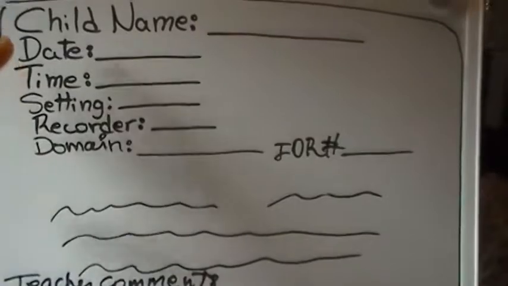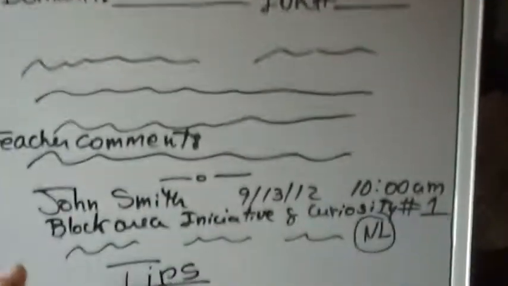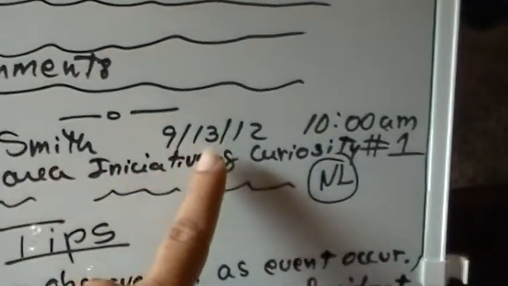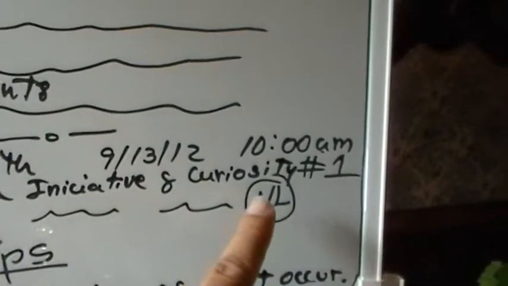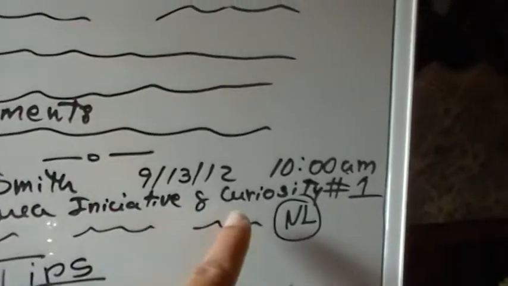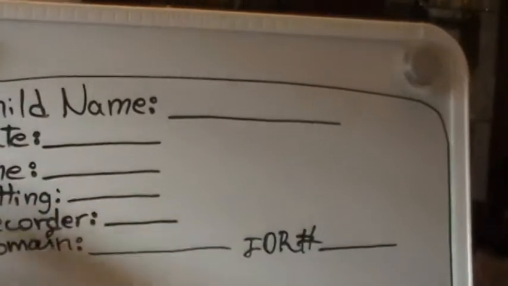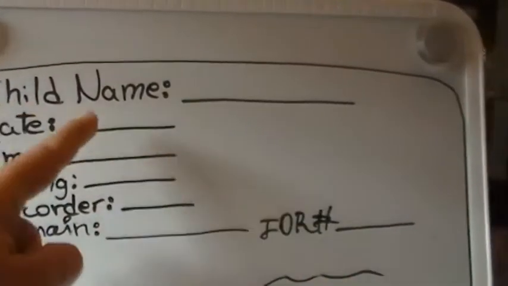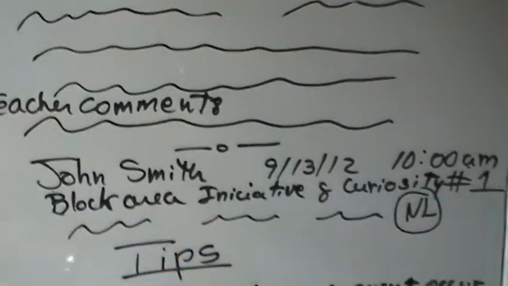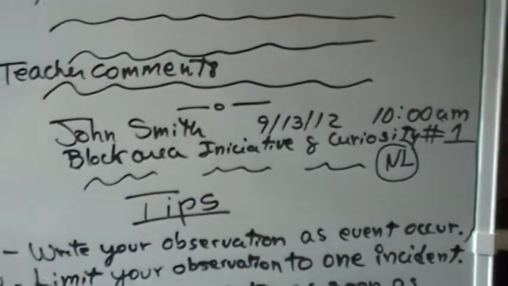No. Once you know this is what you need, you just go ahead like this example: John Smith, 9/13/12, 10 a.m., block area, initiative and curiosity number 1, which means this is the domain, initiative and curiosity, and number 1. So you don't have to literally write this information like child name and then John Smith. You can just go straight and write John Smith to make it shorter and easier for you.